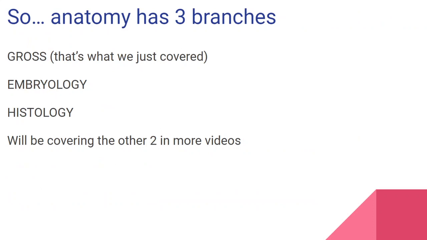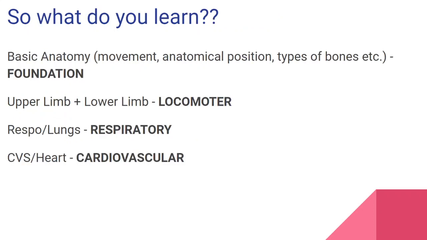So anatomy has three branches, and in this video, I'm talking about gross anatomy. So that's what we just covered. There is embryology and histology, which will be covered in future videos, but I just want to let you know that anatomy is this really huge subject, and what we're talking about is gross. Gross anatomy is the anatomy that you kind of envision anatomy to be like. That's really the anatomy that we're talking about.